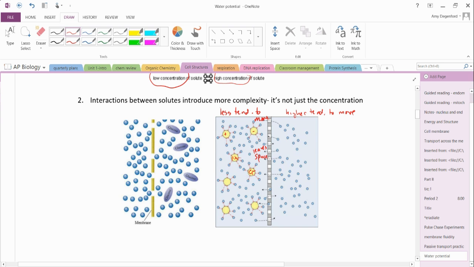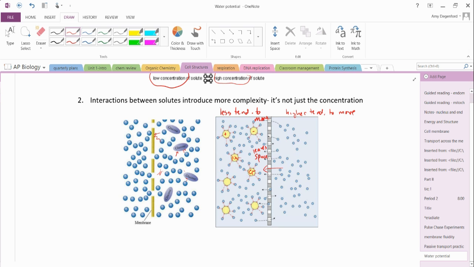And so as it's moving more, it's going to move, in this case, to the left, because it's going to fill up those spaces. It's going to move into the area where there's less tendency to move. And this works over on the right with polar molecules like glucose. Notice in the picture on the right, the water molecules are attracted to the glucose molecules, and this leaves more area for the water molecules to move into. So that's what we're getting into.